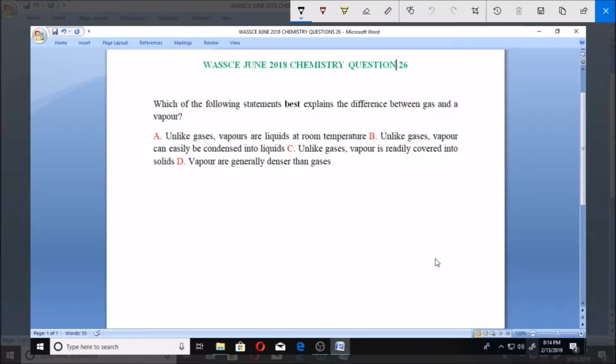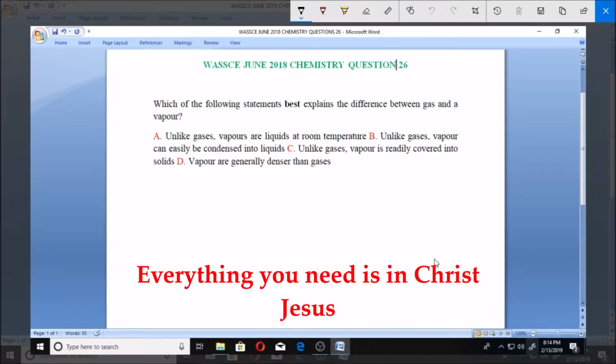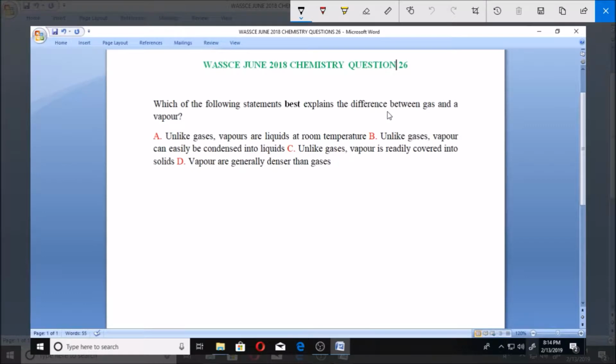Now let's look at question number 26 for WAEC Chemistry 2018. Which of the following statements best explains the difference between gas and a vapor?